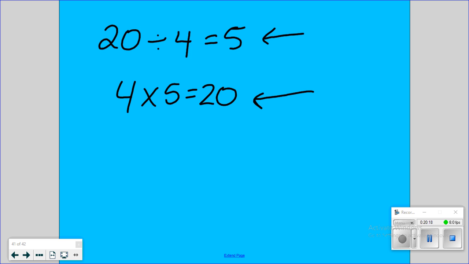10 groups. No, not 10 groups of 20. Using 20 counters, make 10 groups. Do I make this? Nope, you can leave it. How am I supposed to do it? Are there gonna be four in each 10?